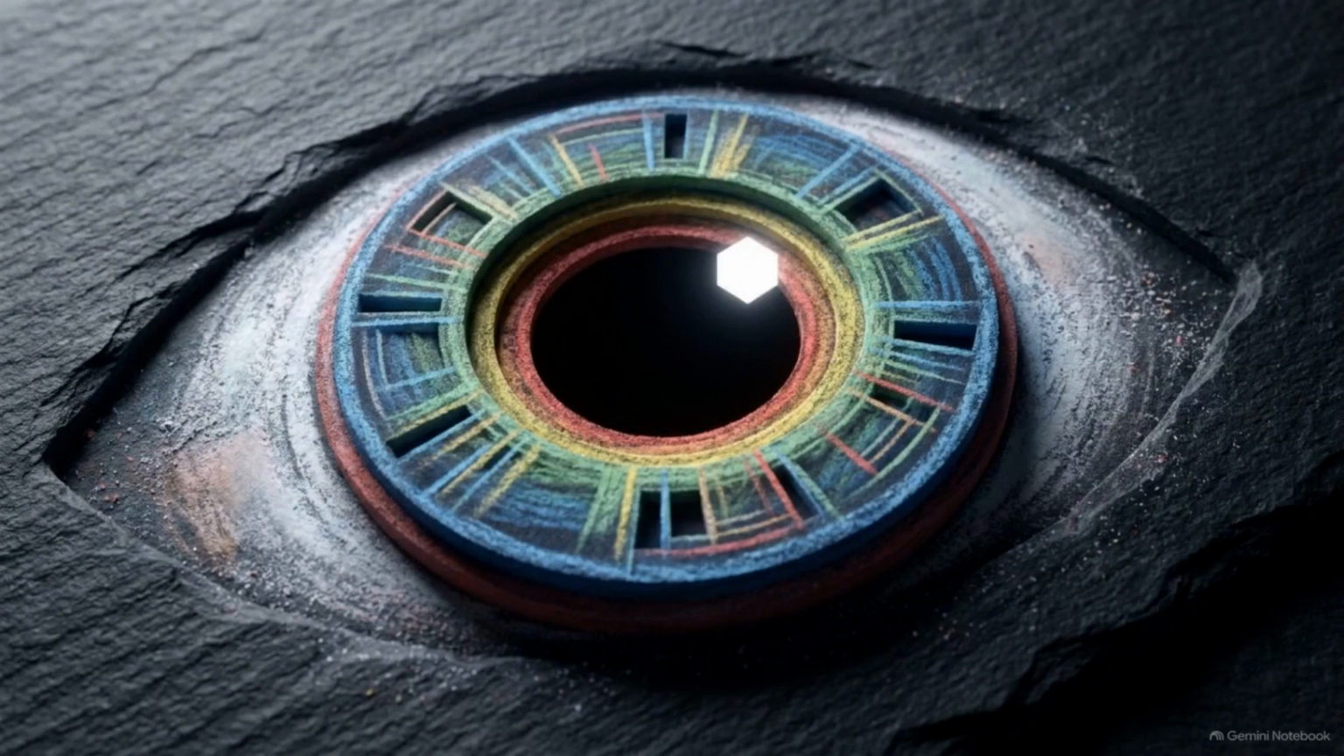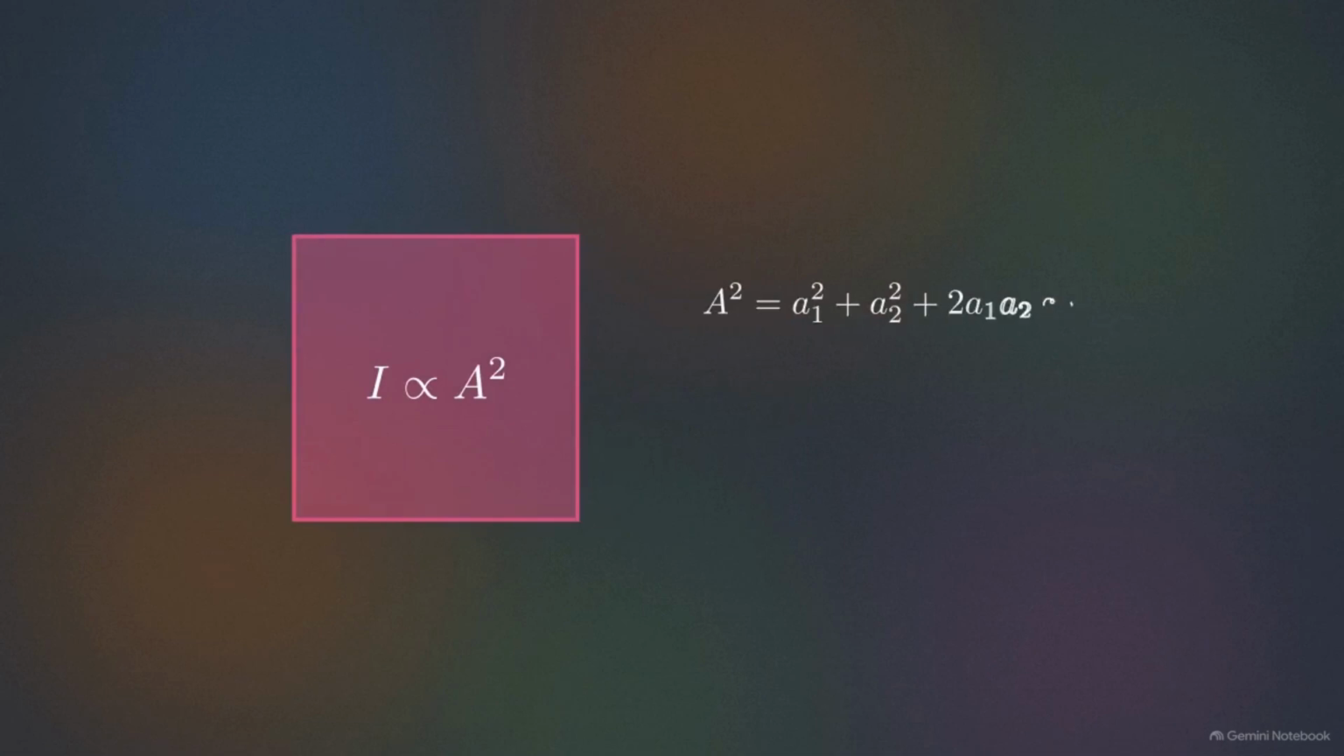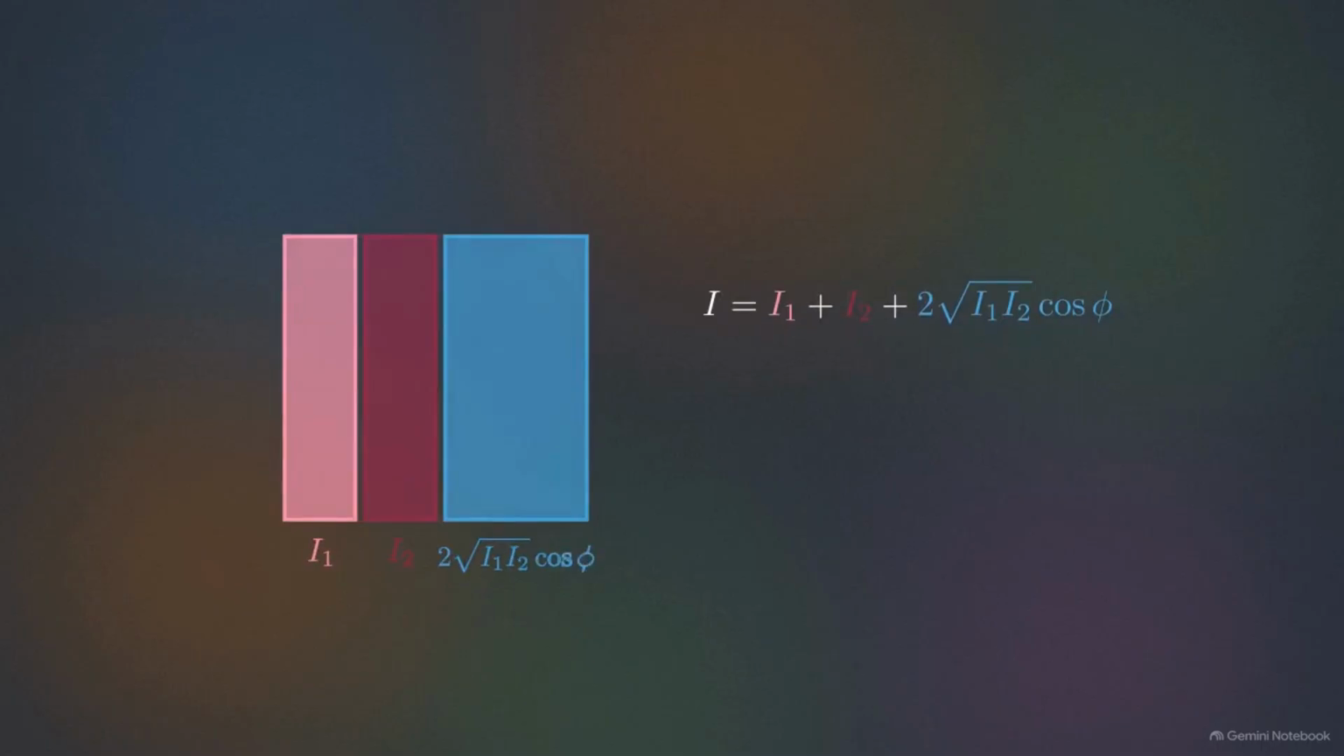While our equations track amplitude, the human eye perceives the physical energy of the wave, which we measure as intensity. Intensity of light is directly proportional to its amplitude squared. Squaring the amplitude equation reveals the full intensity formula, I1 plus I2 plus 2 times the square root of I1 I2 times the cosine of phi.